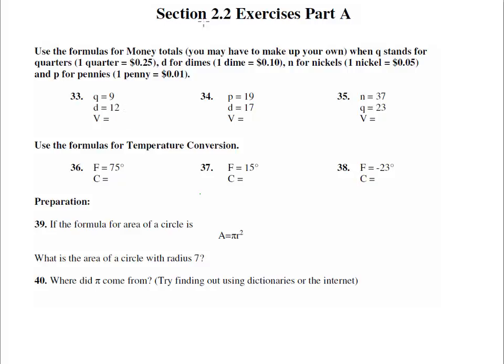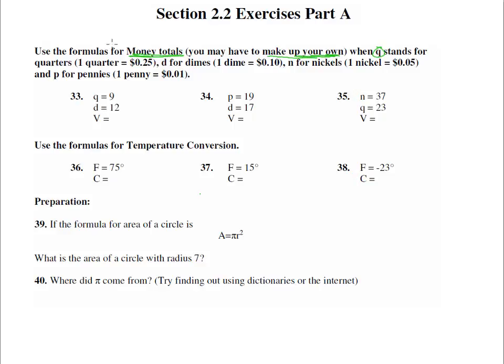Here we are in section 2.2 exercises, part A, finishing up with numbers 33 through 40. In number 33 and 34 and 35, we are using the formulas for money totals. And you might have to make up your own. And what does that mean?